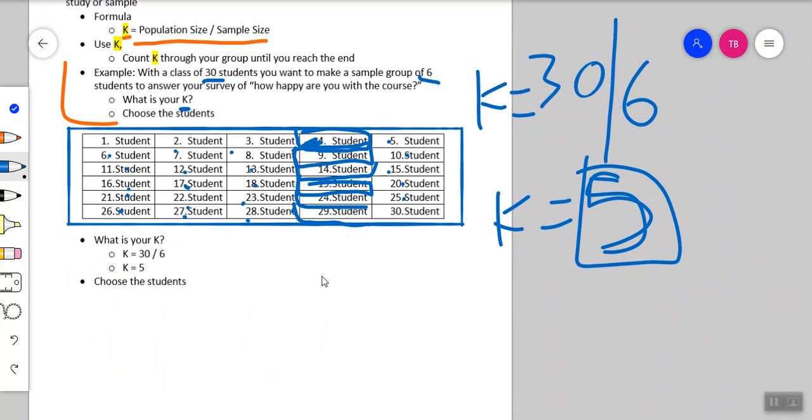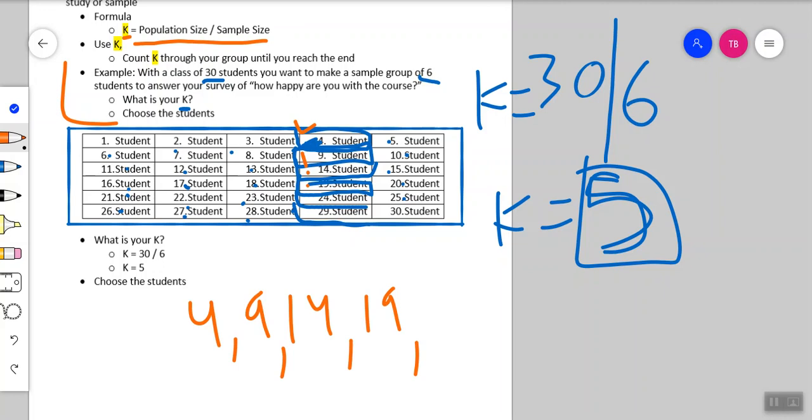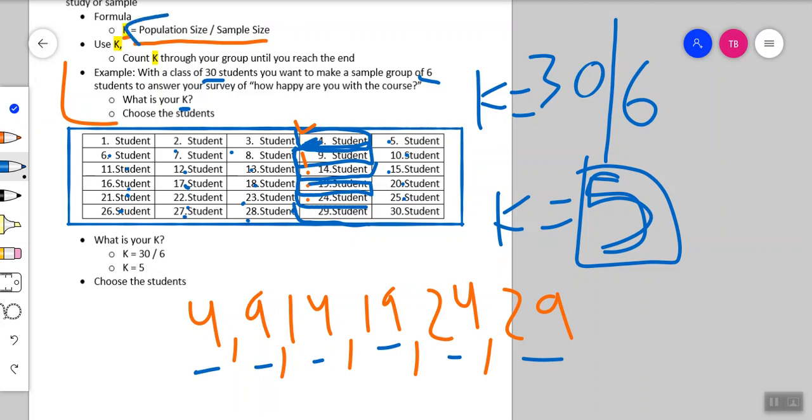What you found out then is the students you would choose to be student 4, student 9, student 14, student 19, student 24, and student 29. So you have your sample size of 6, and these students would then be in your survey. So basically it's a two-step process. You find your K by dividing population size by sample size, and you use that number on your list to count out which student you're going to use.